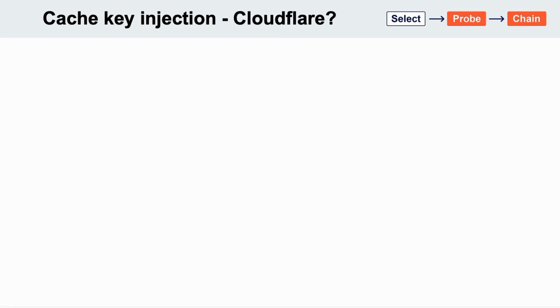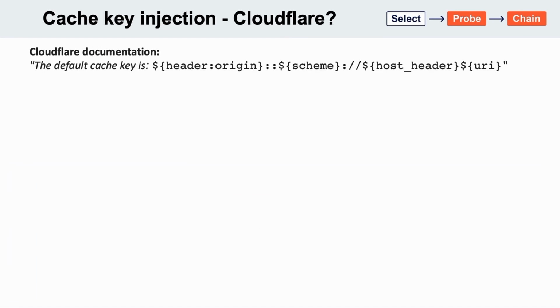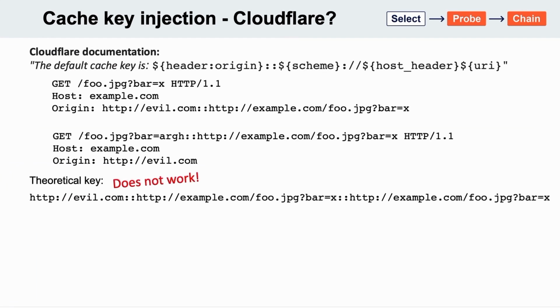After seeing how easy that was in Akamai, I thought I'd try it on Cloudflare. According to their documentation, the cache key looks like this. So these two requests should have the same key. However, in practice, it doesn't work. And I tried a few things, ran low on options, and eventually sent an email to Cloudflare to complain that their documentation is incorrect and say, could they fix it, please?